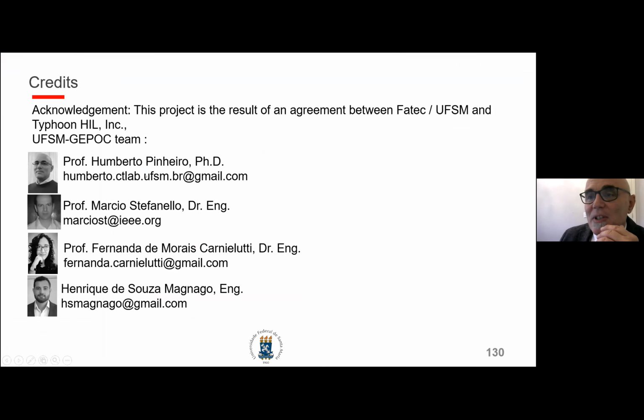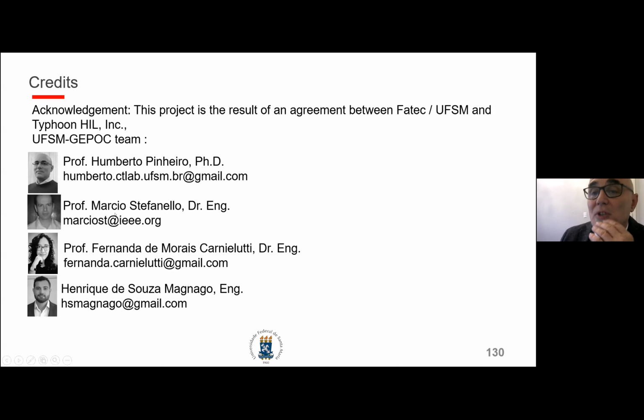Okay, this is not my only work. Professor Marcio Stefanello also worked on this, especially on the droop control and dispatchable virtual oscillators. Professor Fernanda also recorded the audios. If you listen to the audio, Fernanda is there. And Henrique Maiago implemented the Python scripts that were used in the test-driven design and in the results that you have seen.